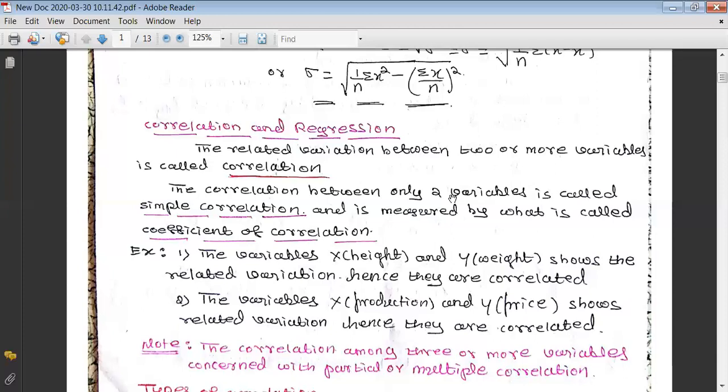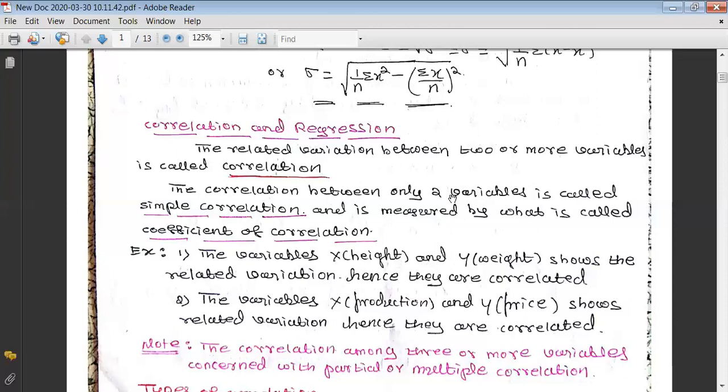First of all, let us understand the meaning of related variation. Related variation means a change in one variable must lead to a change in the other variable. Such a change is referred to as related variation. If you take x as height and y as weight, in general, as height increases, obviously weight also increases. When we are kids, our weight is less. As we grow up, our weight also increases.